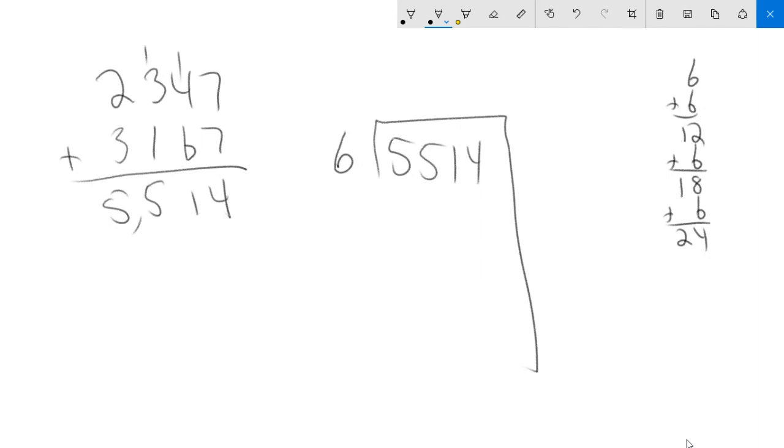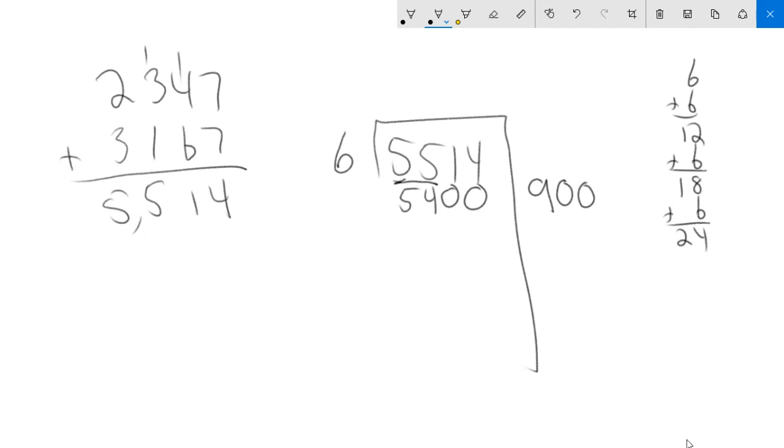The first thing I'd be looking at is, can I do 6 times something and get to 5? Well, no, because 5 is smaller. Can I do 6 times something and get close to 55? Sure, 6 times 9 is 54. But I don't really want to take out just 9 groups. If I multiplied 6 times 90, it would be 540, and if I multiplied 6 times 900, it would be 5,400.